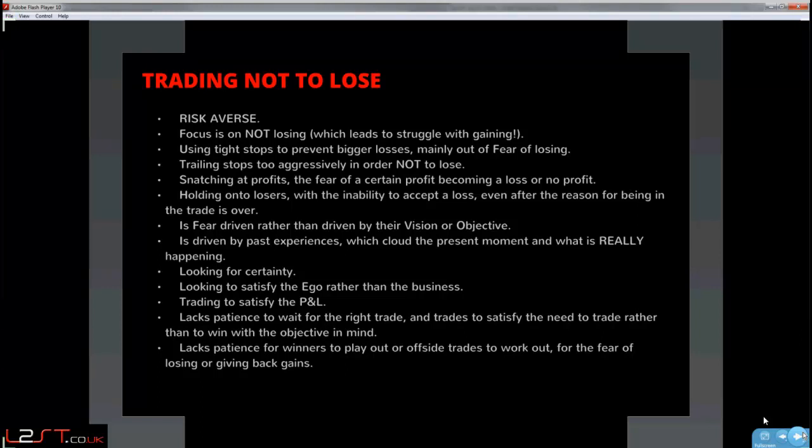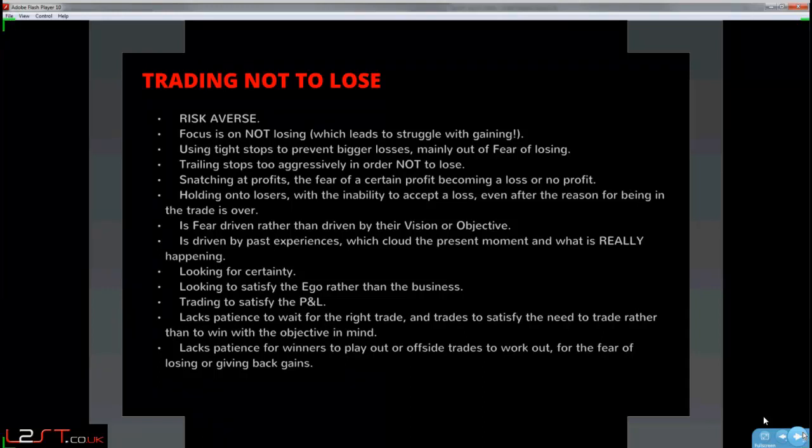Trading not to lose is a trader that is risk averse. They get into a trade, but as soon as they get into the trade, they're automatically thinking, okay, I don't want this to not work. Okay, I don't want this trade to fail. Now that way of thinking makes trading very difficult, and actually most traders approach it this way.